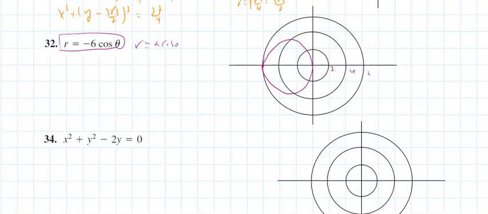graph. And to convert, you multiply by r both sides. r squared equals negative 6r cosine of theta. x squared plus y squared equals negative 6x, I'm sorry, r cosine of theta is x. x squared plus 6x plus a number plus y squared. Take half of the middle number, which is 3, and square it.